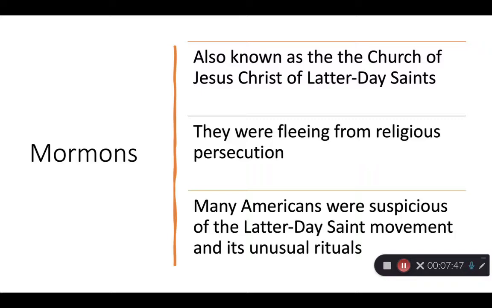Part of the reason why they felt religious persecution was because many Americans were suspicious of the Latter-day Saint movement and its unusual rituals. So one of these rituals, which people viewed as strange at the time, is that Mormons are polygamous, meaning that they have multiple wives. So that's something that some Mormons still practice today. And back then in the 1800s, a lot of Americans didn't necessarily like that aspect of Mormonism. So it kind of forced Mormons to move out west.